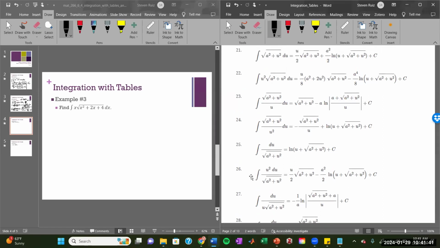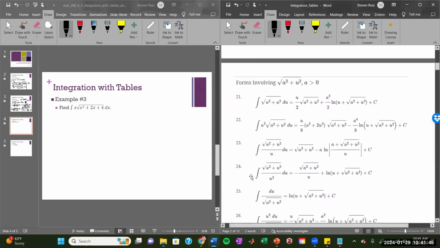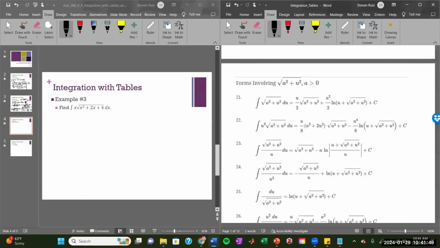Well, here's one thing I want to point out first: all of these have two terms underneath the radical, right? Is there a way for me to rewrite this thing, x squared plus 2x plus 4, as two terms? Do we remember a thing called completing the square?